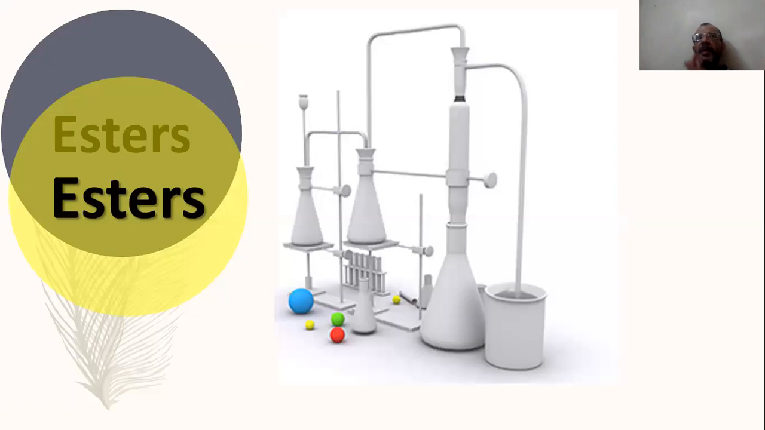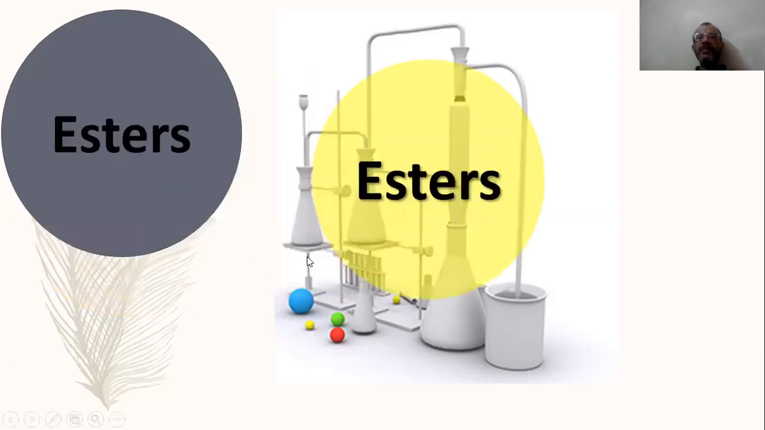Esters are organic compounds, meaning they contain carbon, hydrogen and oxygen. They are formed from the reaction between alcohol and carboxylic acid. Let's see how we can name esters, how we can identify esters, and how we can draw the structure of esters.